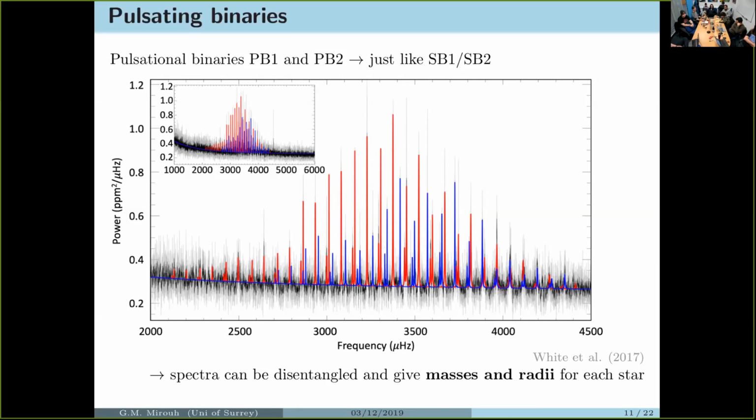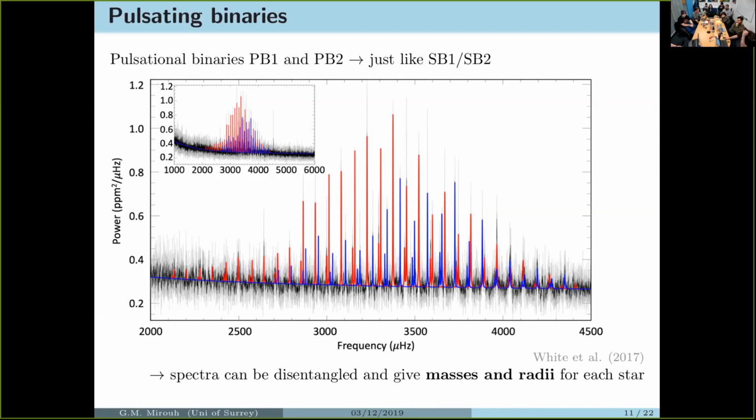These are, if I'm not mistaken, solar-like pulsators, but I don't remember if they're main sequence or not. In this case, the spectra can be disentangled basically by looking for patterns. You can find that you have 2 patterns that are slightly different. If you look in detail here, from this peak here where blue and red are overlapping to that peak here where blue and red are again overlapping, actually blue has 1 more peak in the middle. So you have this kind of moire effect.